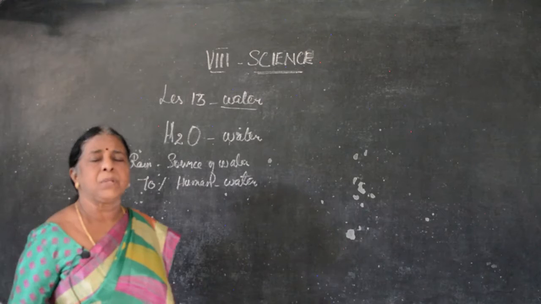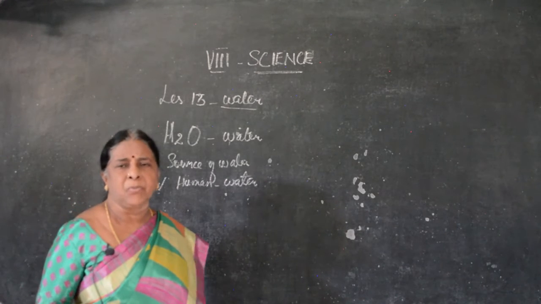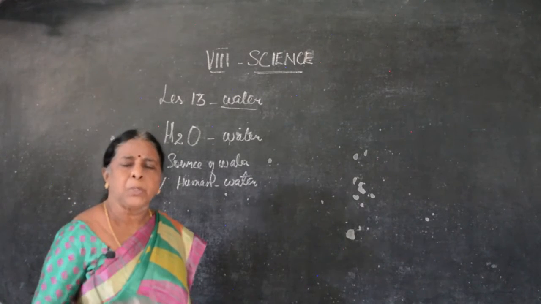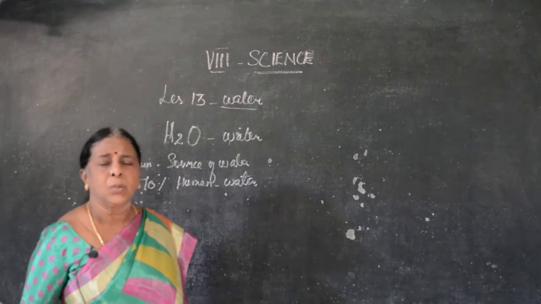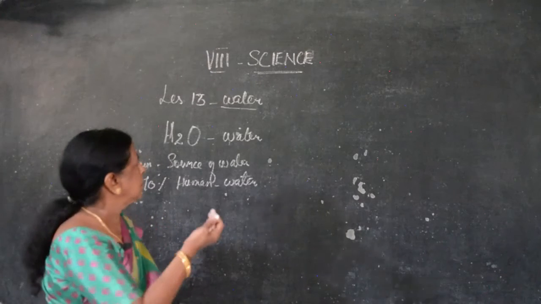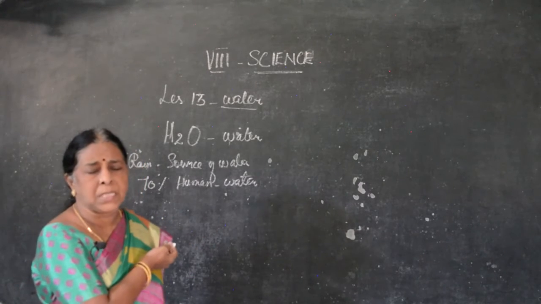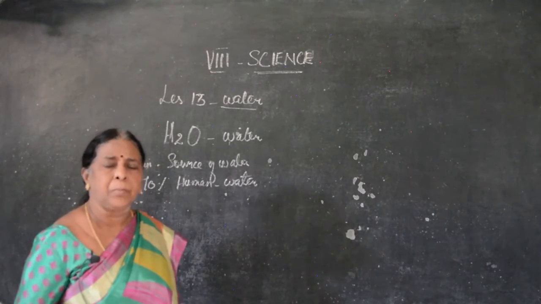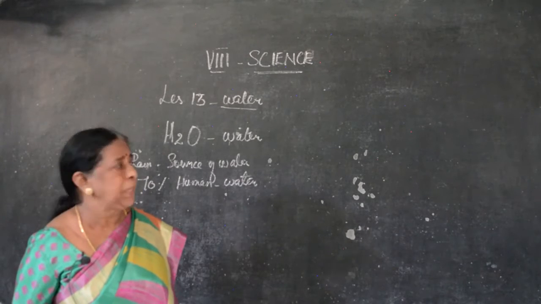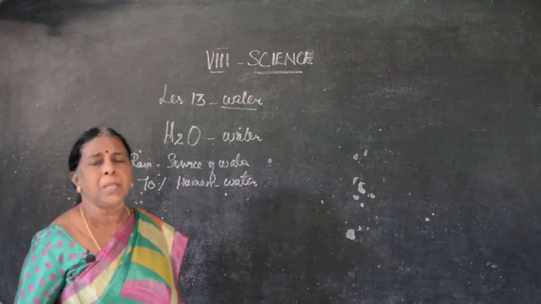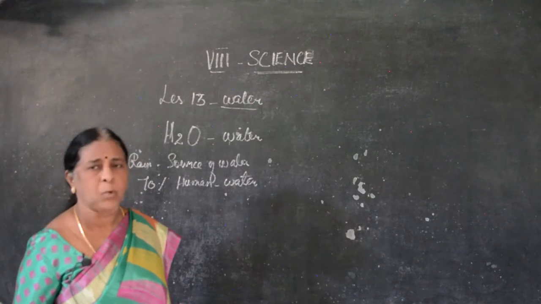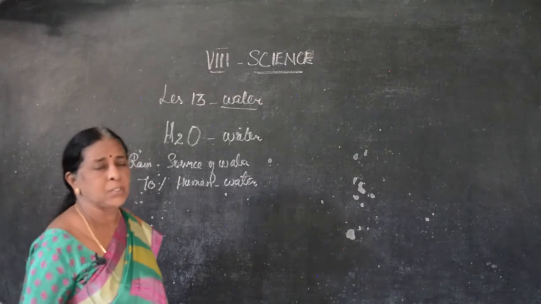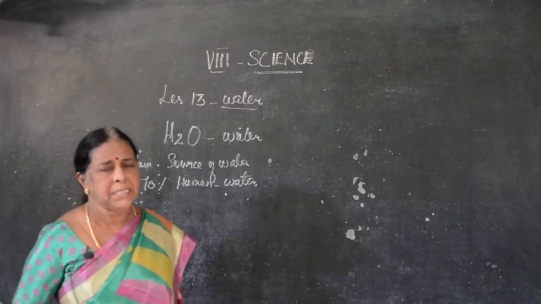So in this lesson we have to see the importance of water, what is potable water, what is drinking water, how water is useful, and how the two elements, hydrogen and oxygen, are useful to marine animals as well as human beings, marine plants, aquatic plants. We have to see all in detail.